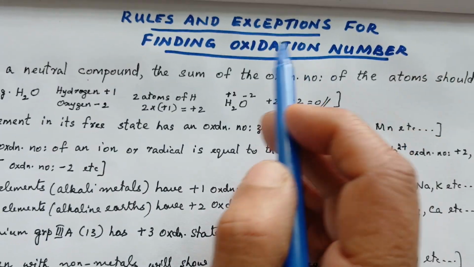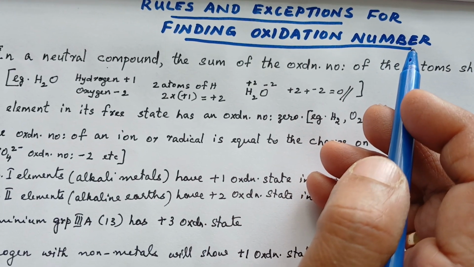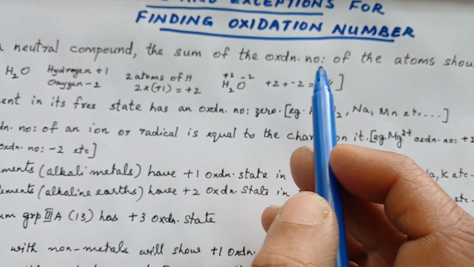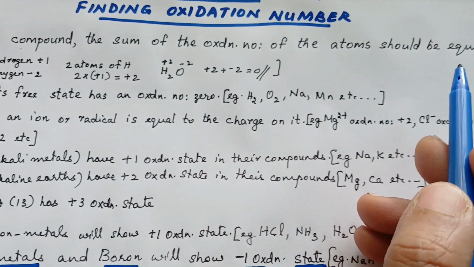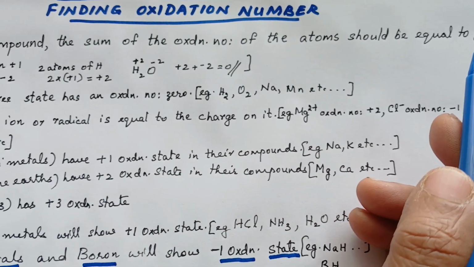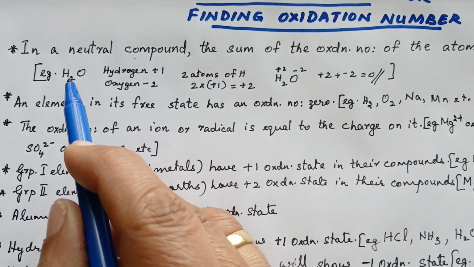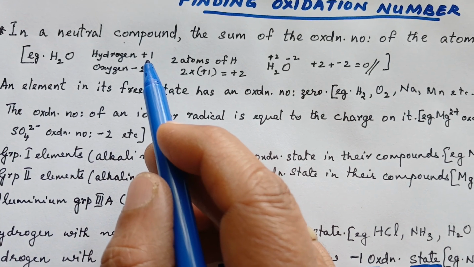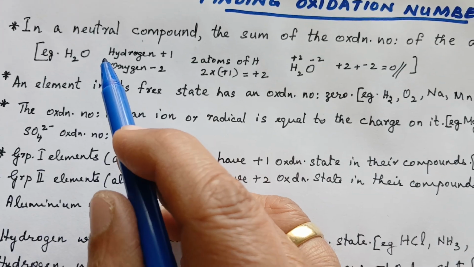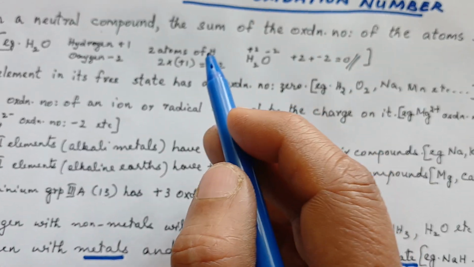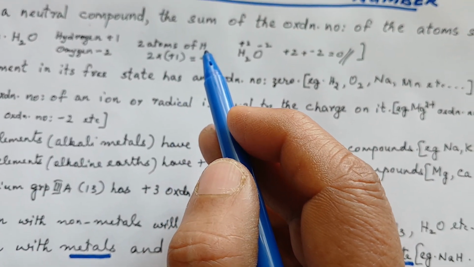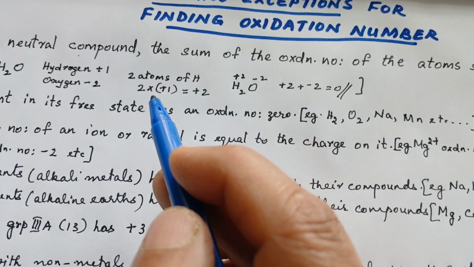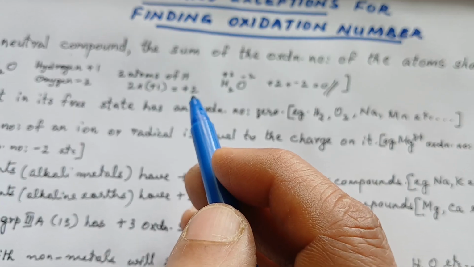Rules and exceptions for finding the oxidation number. In a neutral compound, the sum of the oxidation numbers of the atoms should be equal to 0. For example, in water, hydrogen is showing a +1 oxidation state, oxygen is showing -2 oxidation state. There are 2 atoms of hydrogen, so each one is having +1 oxidation state. So 2 into +1 giving +2.